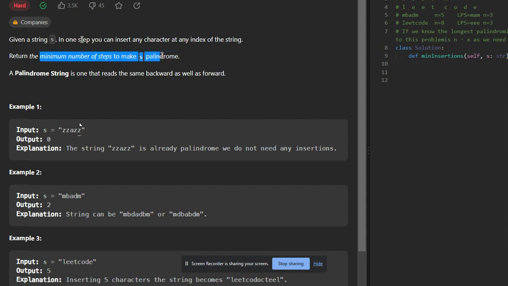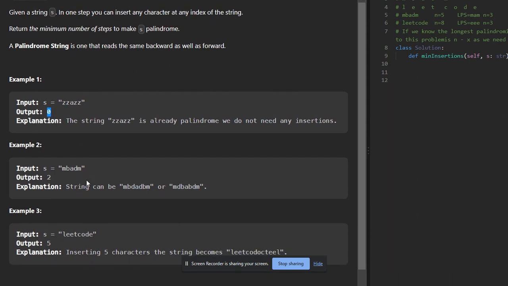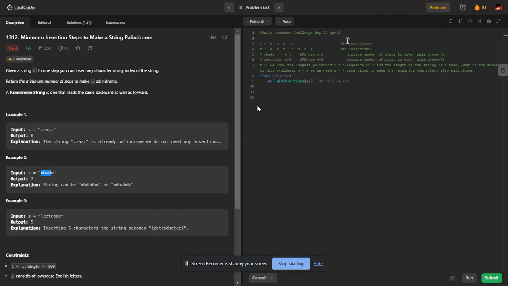Step is defined here: step means you can insert any character at any index of the string. We don't need to make any number of steps, we don't need anything. That's why the answer is 0. Now come to the second example. I have traced it here.